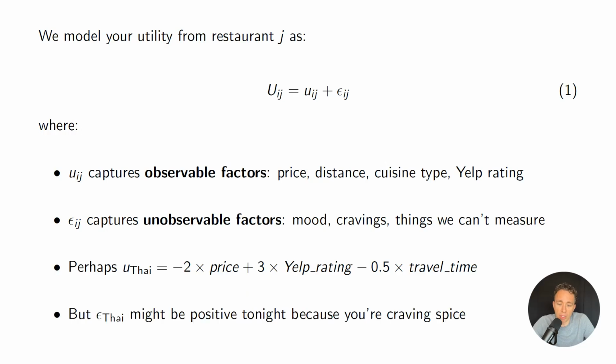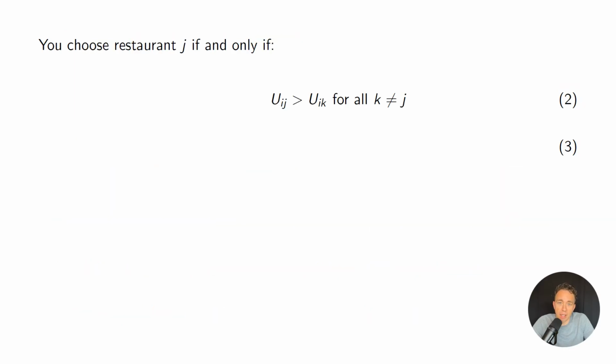But then we have epsilon, which might just be a positive scalar number that says, well, I really am in the mood for Thai food. And then when making the decision, the decision maker is combining little u and epsilon. And by definition of revealed preference, or the utility maximization principle, we are going to assume that the decision maker maximized their utility if and only if it was the highest utility available out of all the options.